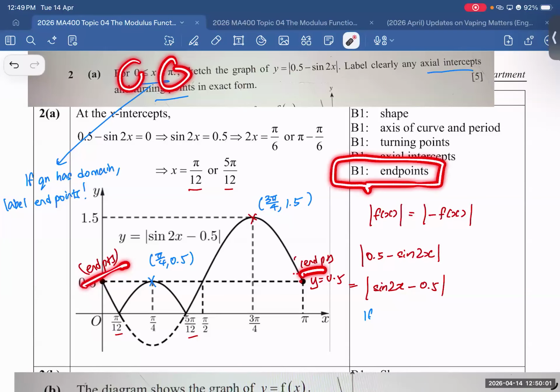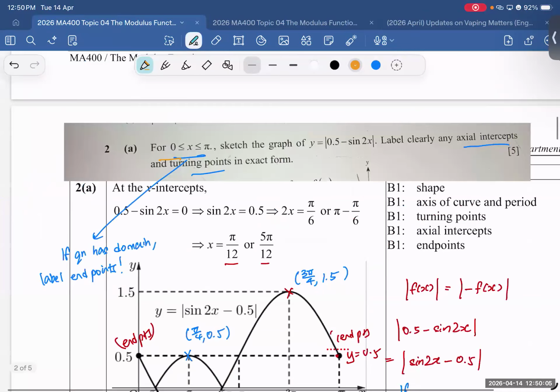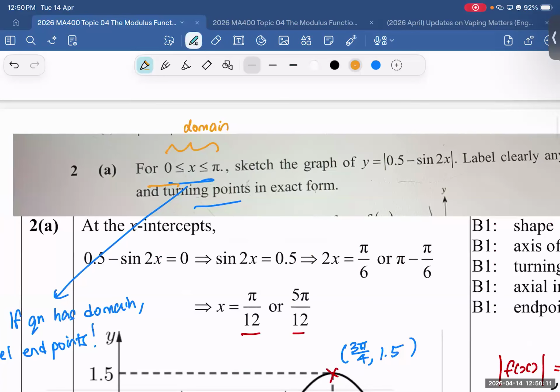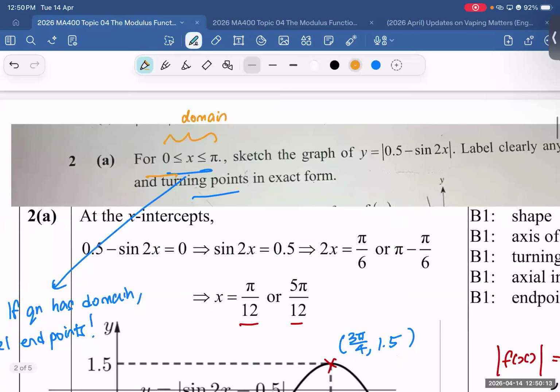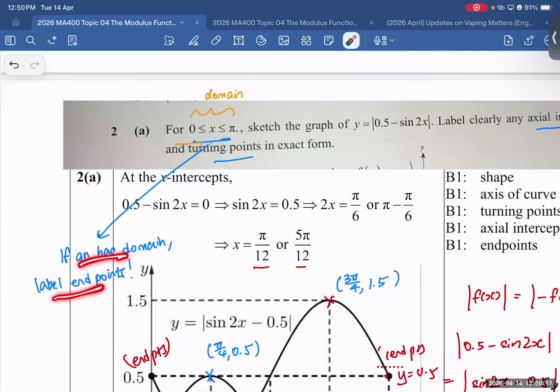In senior high, we call this domain. When they define a stretch of values for x, this is called domain. The x values which they define the function, we call this a domain. So if the question has a domain, you need to label your endpoints.